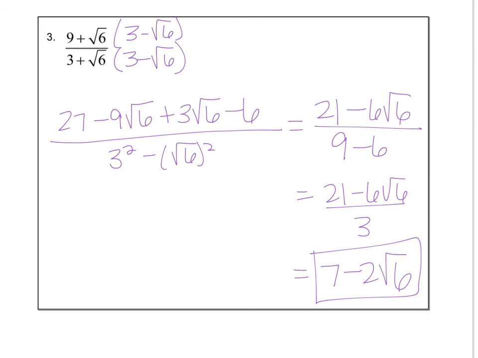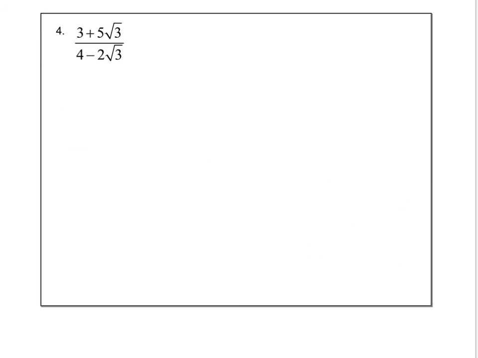We're going to look at one more that's a little bit more complicated. Alright, so this last one gets a little bit more complicated because now I'm throwing a number in front of the radical, so the FOILing is going to be a little bit trickier here. So still using the conjugate to try and get rid of that binomial on the bottom, we multiply by 4 plus 2 radical 3.